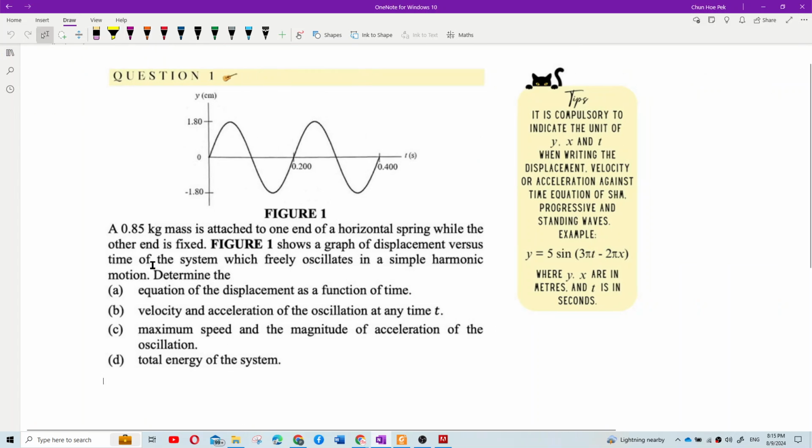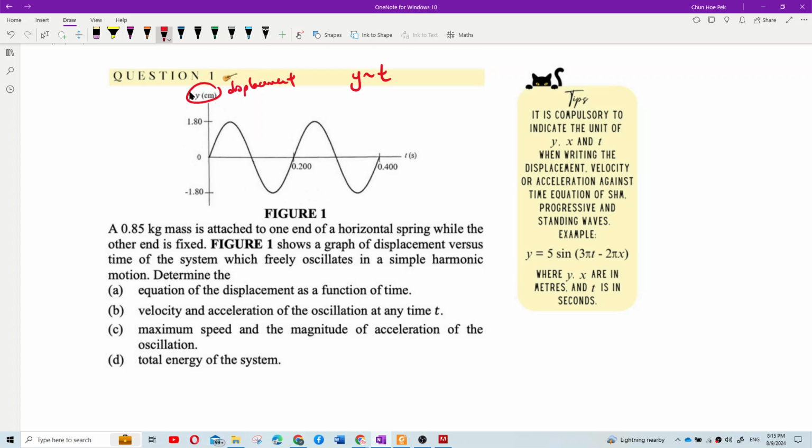Okay, so look at the first question. The first thing you must check is what quantity it is about. This is about displacement, so this is a displacement-time graph.